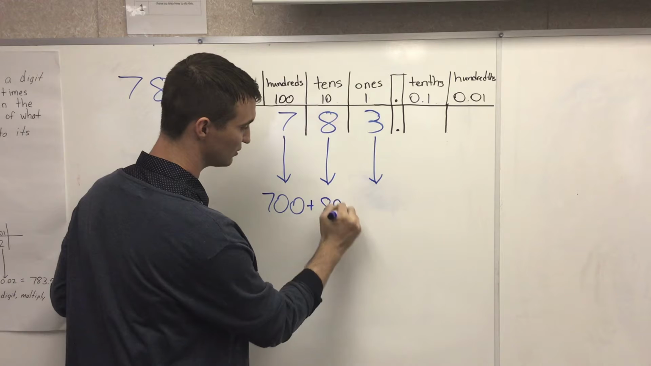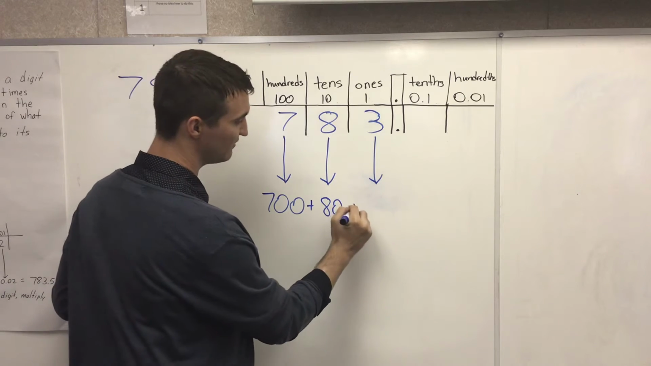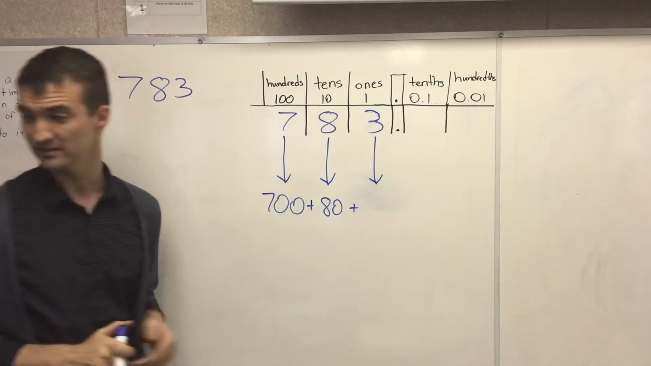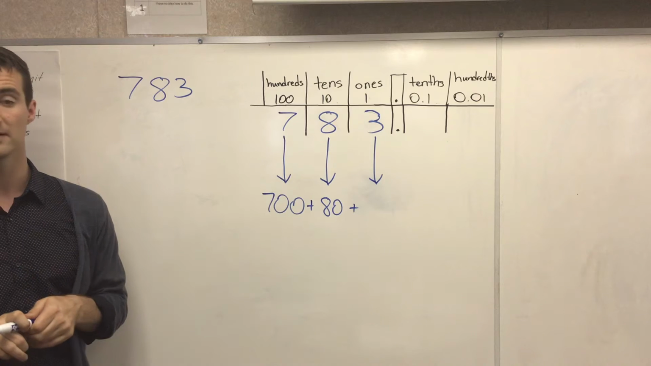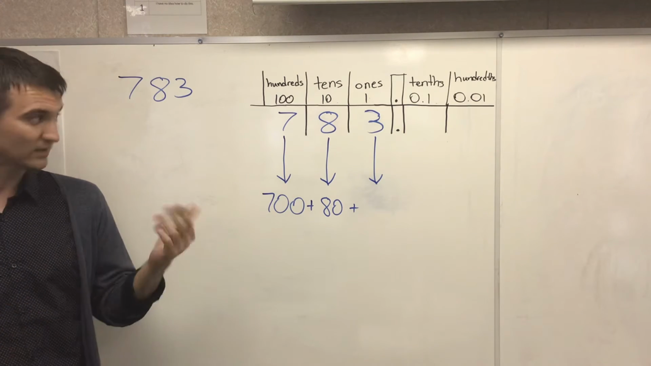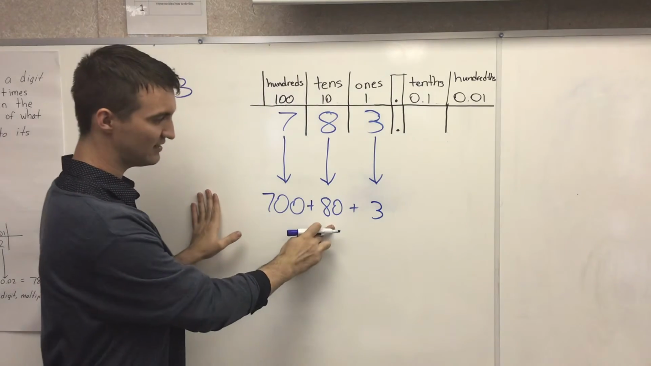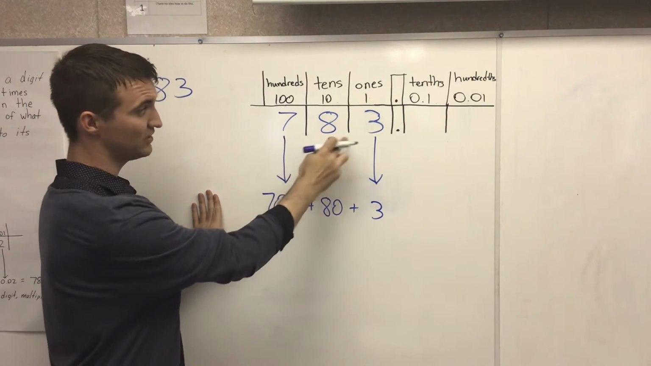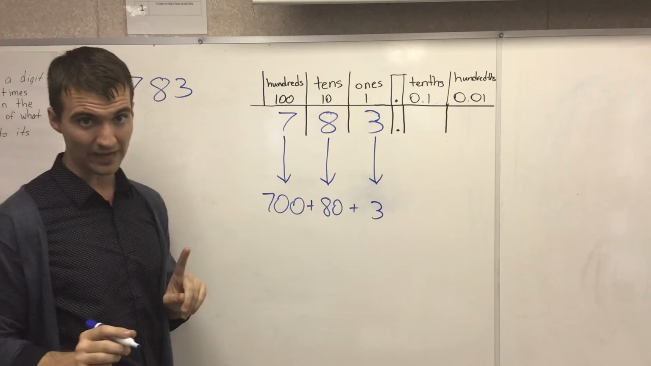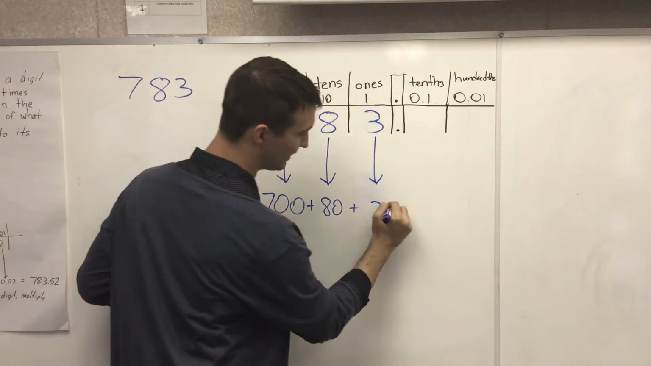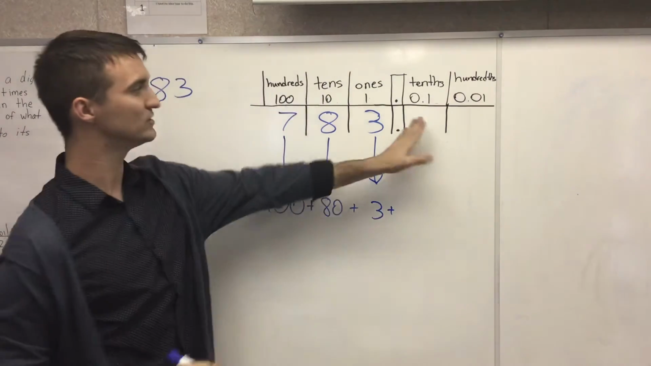I'm going to draw some addition signs right down here. And finally, my 3 is in my ones place, so that's very simple. What does my 3 represent right there? 3. Very good. And so if we add this up, 700 plus 80 plus 3, that's going to equal 783.